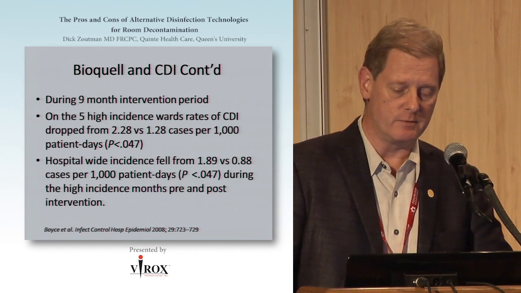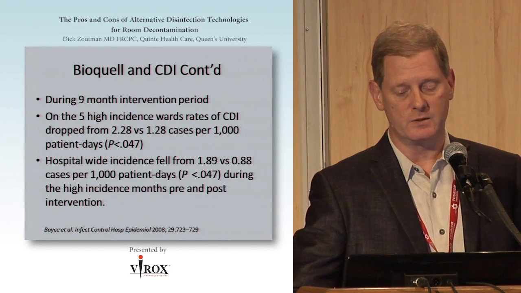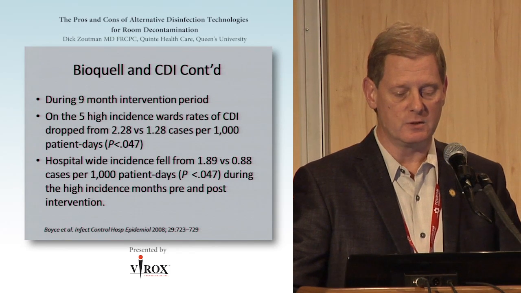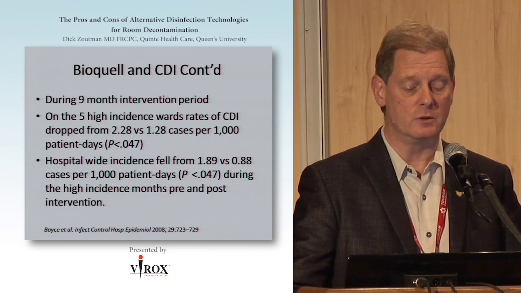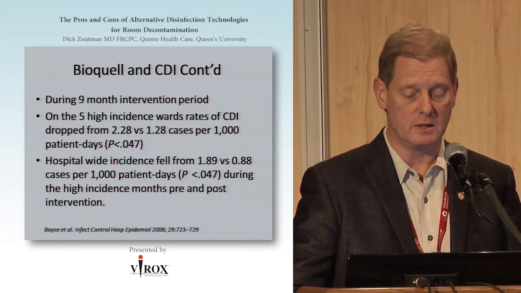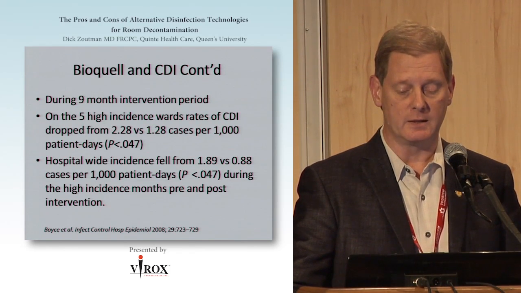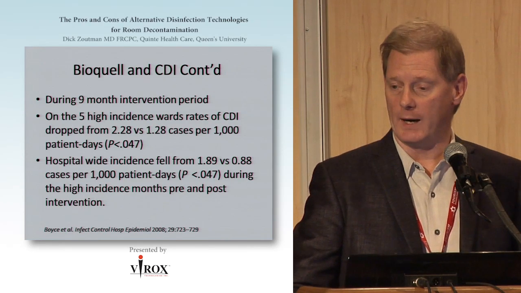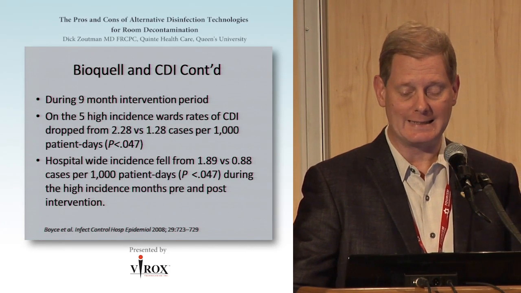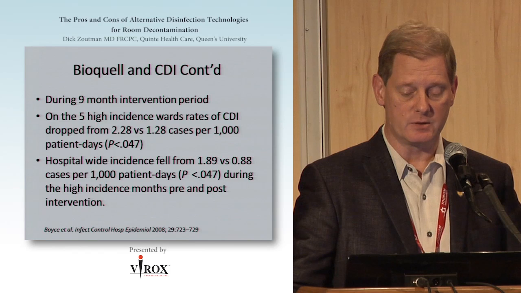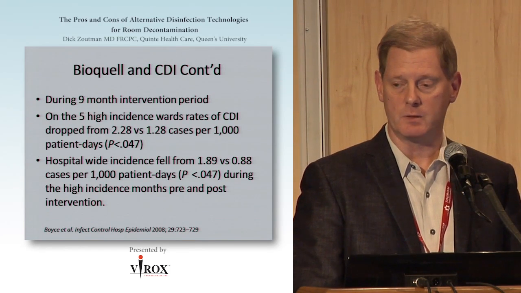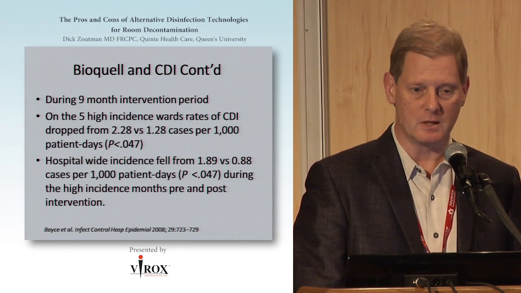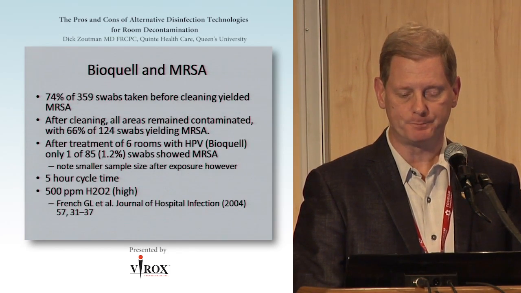During the 9-month intervention period on these high incident wards, the rates of C. difficile dropped from 2.2 per thousand, a fairly high rate, down to 1.28 per thousand, which was statistically significant, though it didn't eliminate it entirely. And their hospital-wide incidence went from 1.89 to 0.88 per thousand patient days during the high incident month periods, pre and post intervention. Again, very interesting. Not randomized, not multi-center, but still notable.